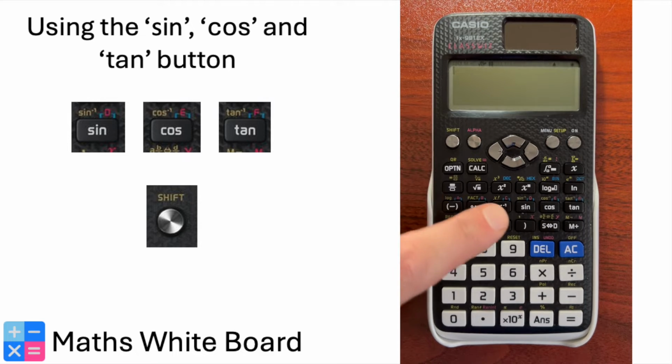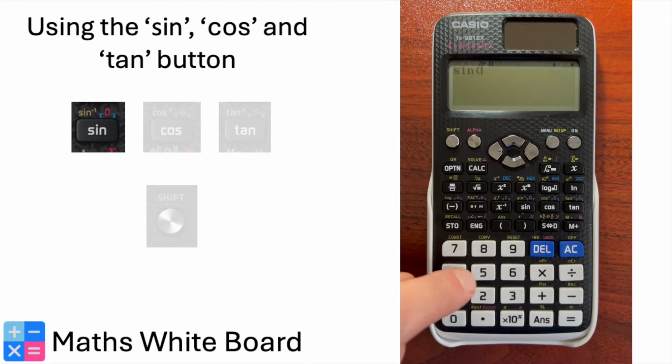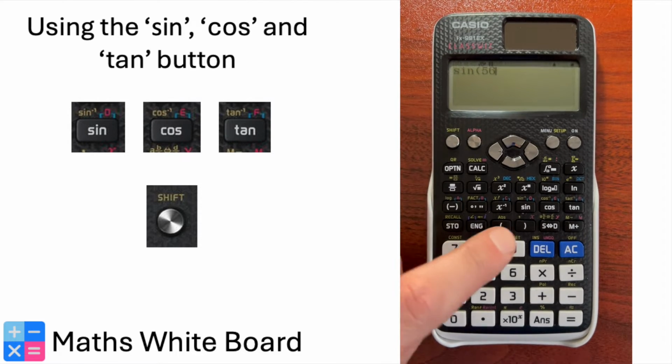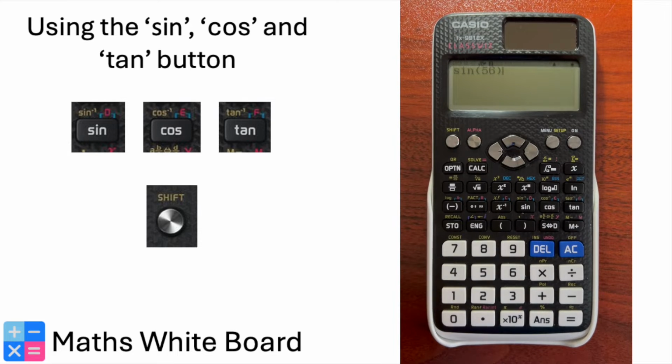Let's start with sine. Select the sine button and then input the angle in degrees. You may have noticed that once you select sine, it automatically opens a bracket. It is good practice to close the bracket after the angle. Selecting equals, and there you have it, the sine of the angle. This is the relationship between the opposite and the hypotenuse of a right-angled triangle.